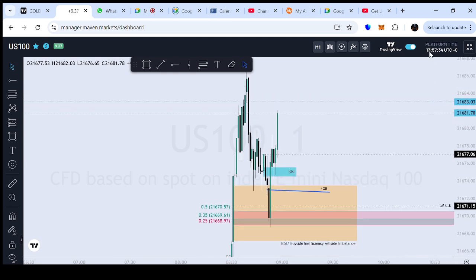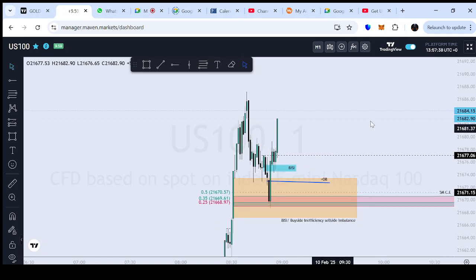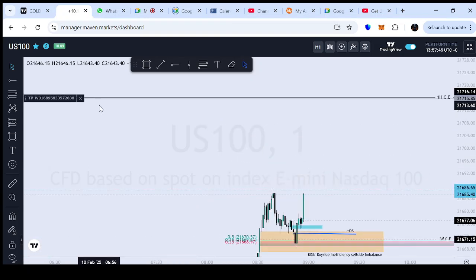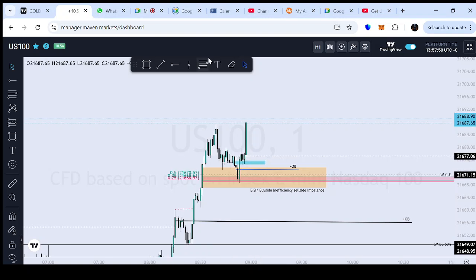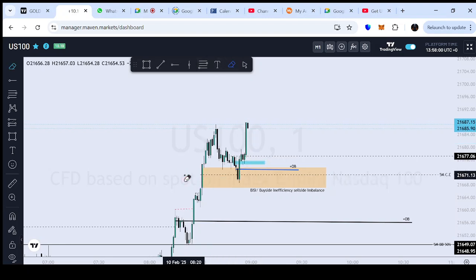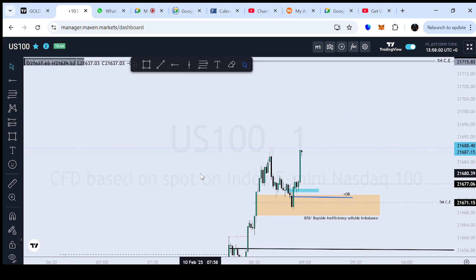This is 8:57, New York key zone. Deliver, you can see the price run. Where is it going to? We have a target over here, which is a 1 hour consequent encroachment. The fair value gap there acting as a support level. Every macro starts in a fair value gap. Is that clear now? Yes.